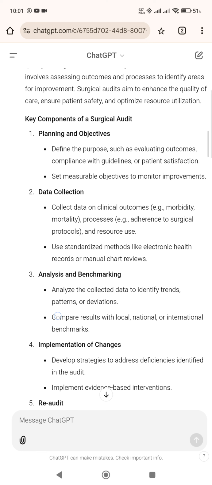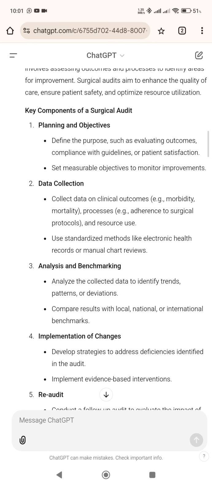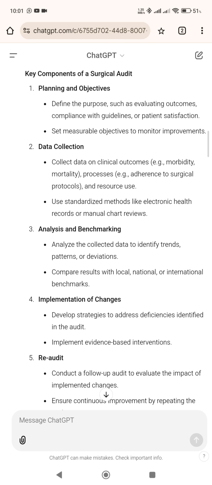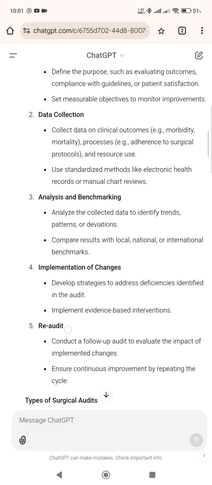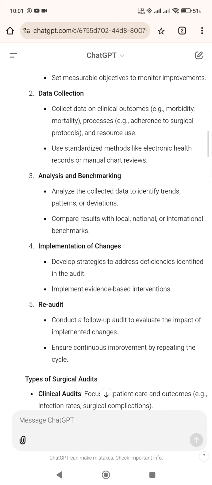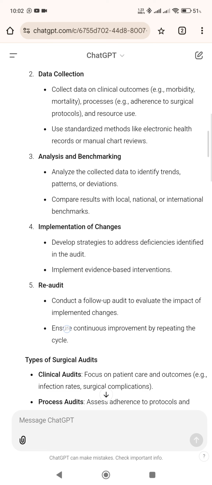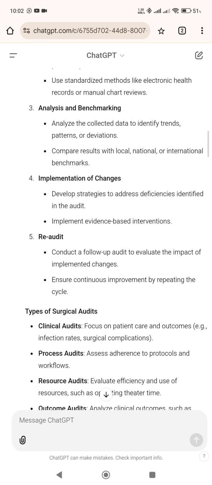Key components of a surgical audit. 1. Planning and objectives. Define the purpose, such as evaluating outcomes, compliance with guidelines, or patient satisfaction. Set measurable objectives to monitor improvements. 2. Data collection. Collect data on clinical outcomes, e.g., morbidity, mortality, processes, e.g., adherence to surgical protocols, and resource use. Use standardized methods like electronic health records or manual chart reviews.